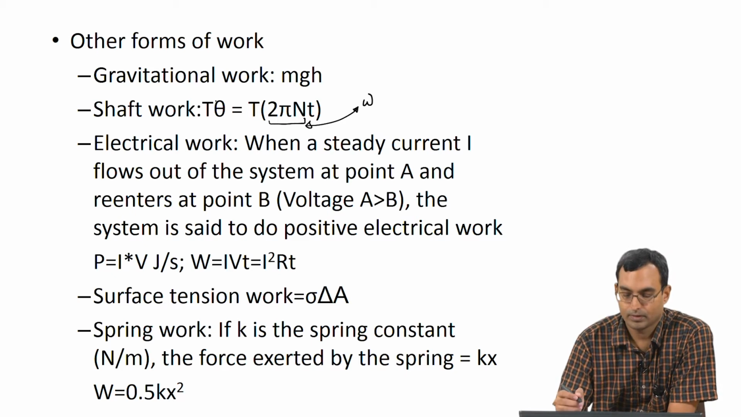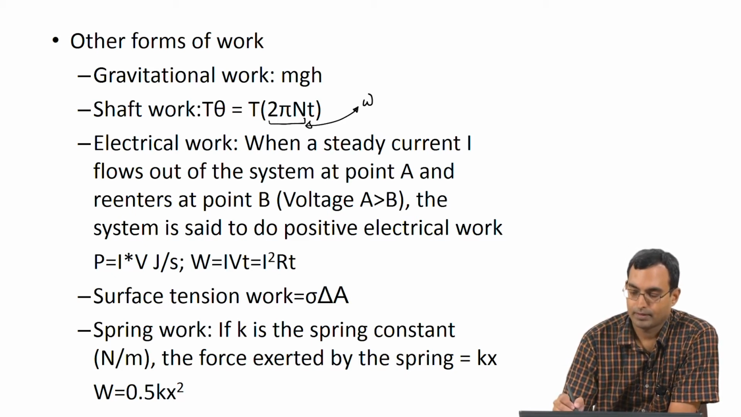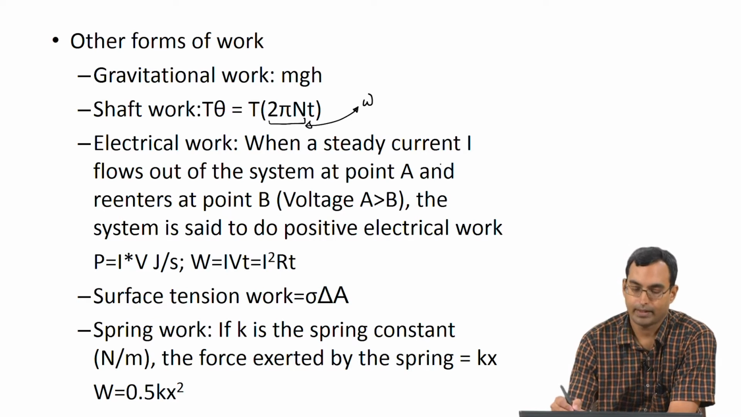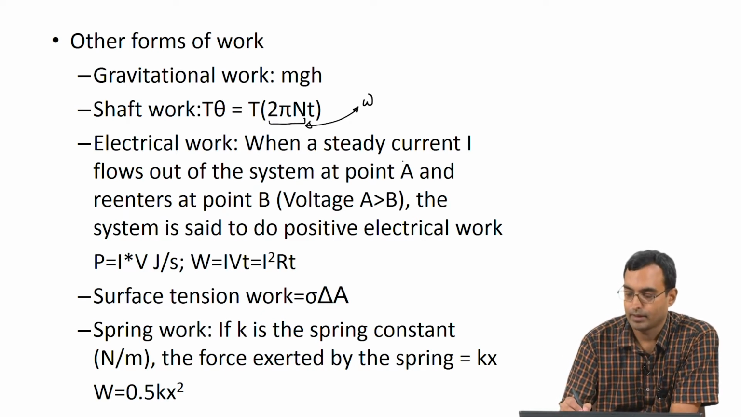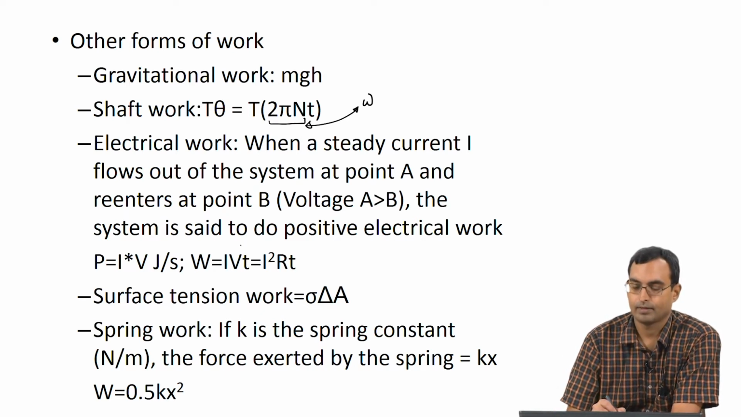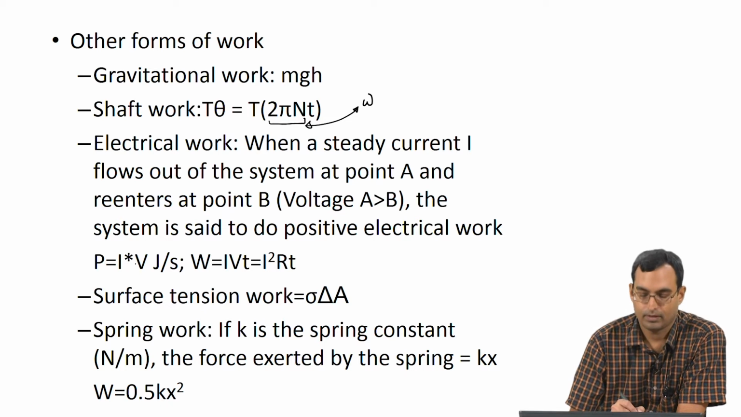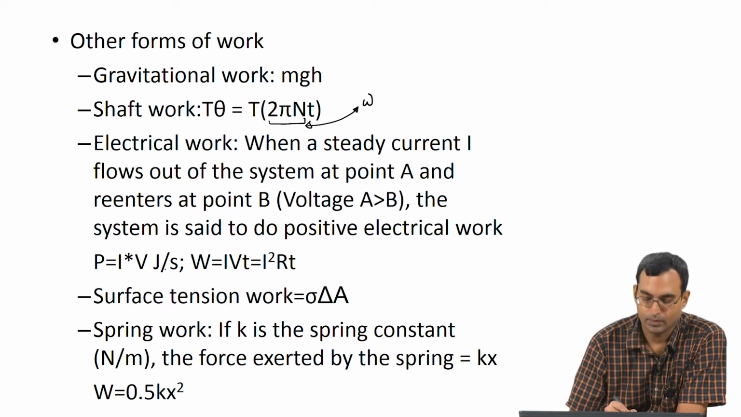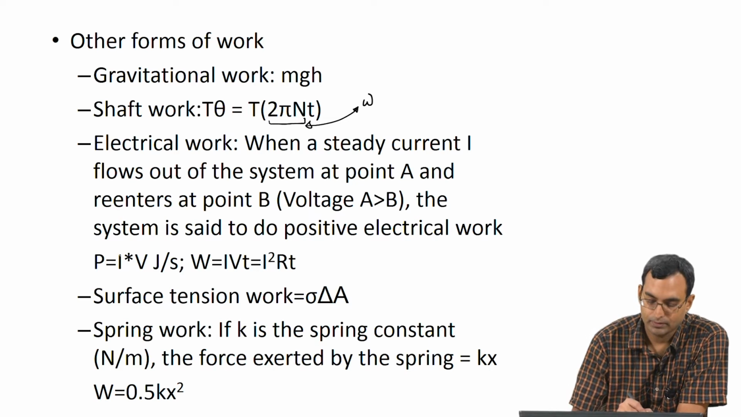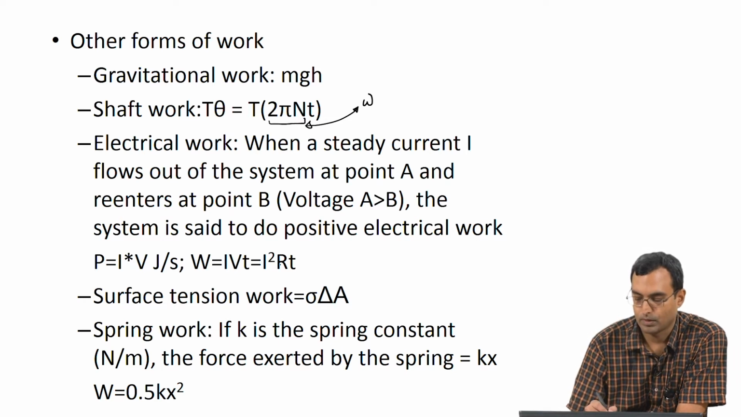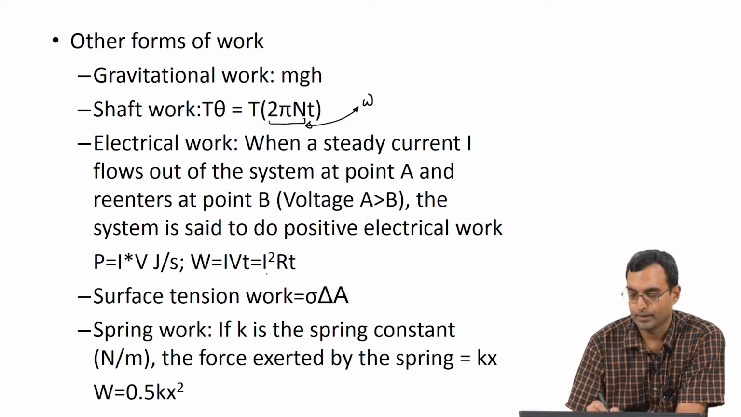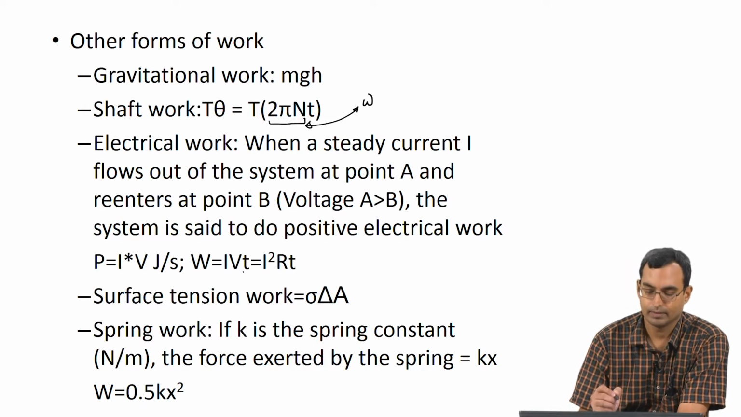Similarly, we can look at other forms of work. When you have a steady current I which flows out of the system at a point A and re-enters at a point B, so we have a closed circuit with a battery or something like that, and the voltage at A is higher than the voltage at B, then the system is said to do positive electrical work. The electrical power would be given as the current times the voltage, which is in joules per second or watts. The work would be this power times time, so current times voltage times time. We also know from Ohm's law that we can write this as I square R. So, the work would be given as I square R t, or I times V times t, and so on.